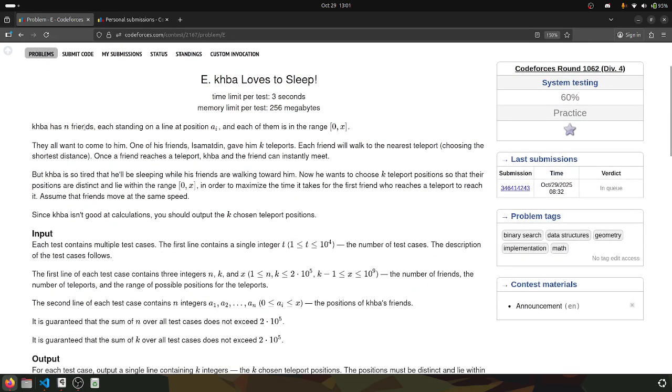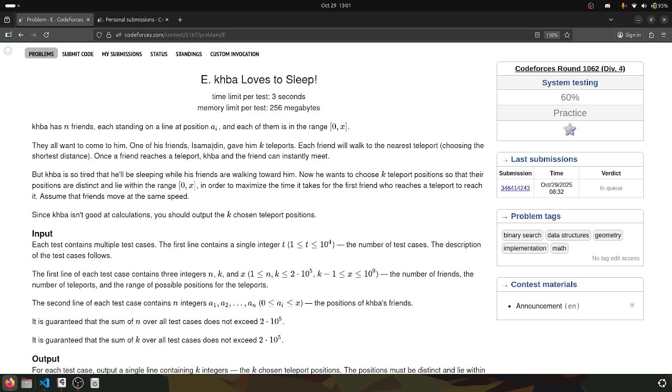So Kirba has n friends, each standing on a line at position ai, and each of them is in the range 0, x. They all want to come to him. One of his friends, Ismatadin, gave him k teleports. Each friend will walk to the nearest teleport, choosing the shortest distance. Once a friend reaches a teleport, Kirba and the friend can instantly meet, but Kirba is so tired that he'll be sleeping while his friends are walking towards him.